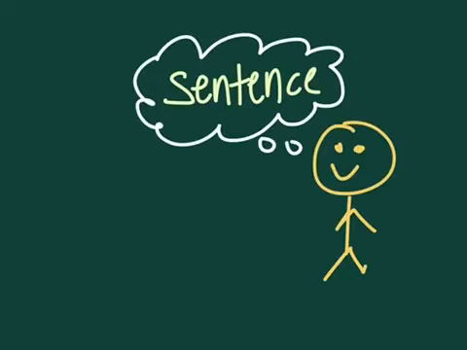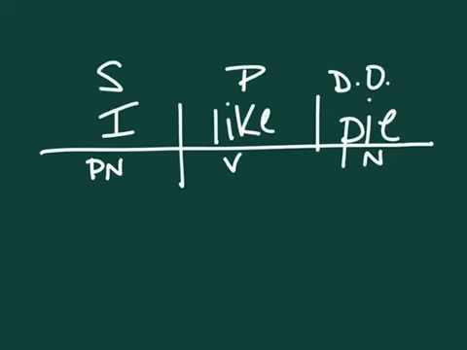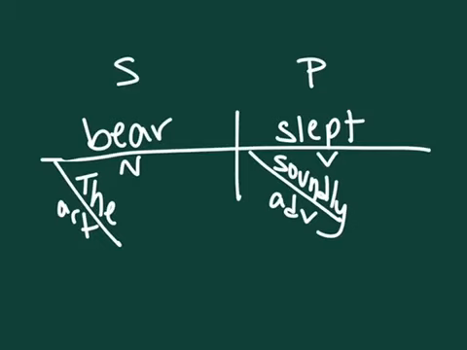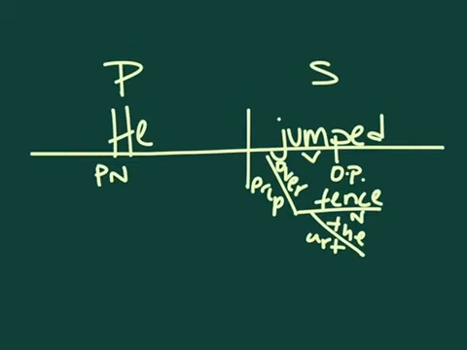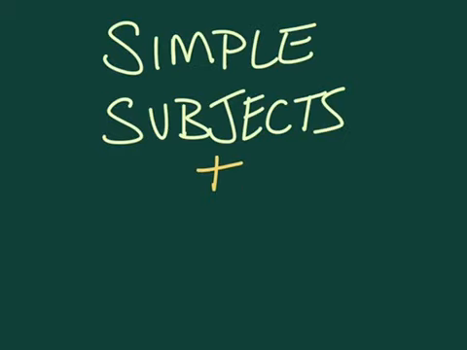One of the best ways to visualize a sentence is through diagramming it. Diagramming sentences is just creating a visual representation of what job each word in a sentence is doing. It's a really great way for us to see how sentences work and are put together. Today, we're just going to learn how to diagram simple subjects and simple predicates.